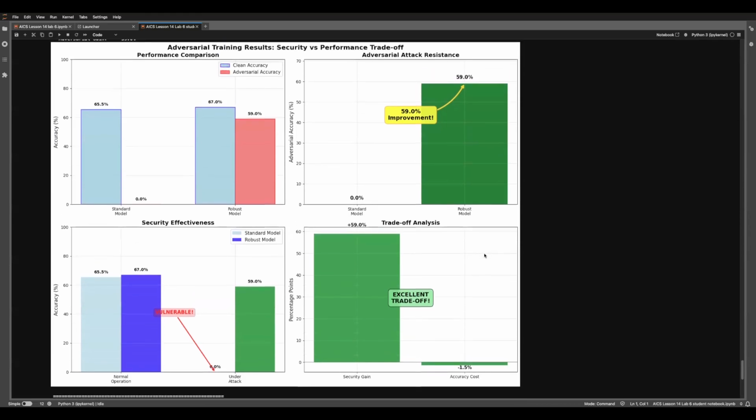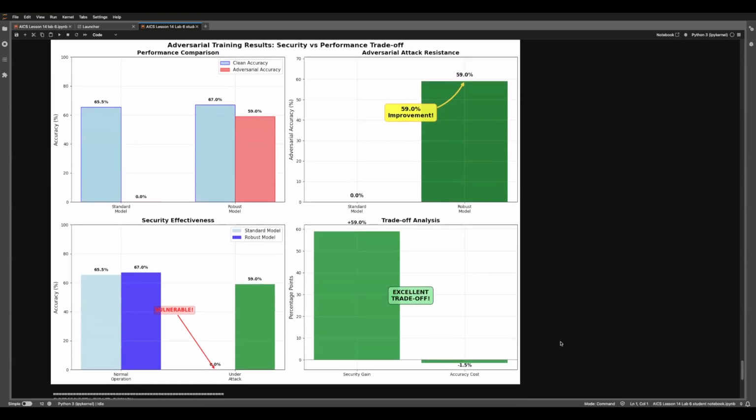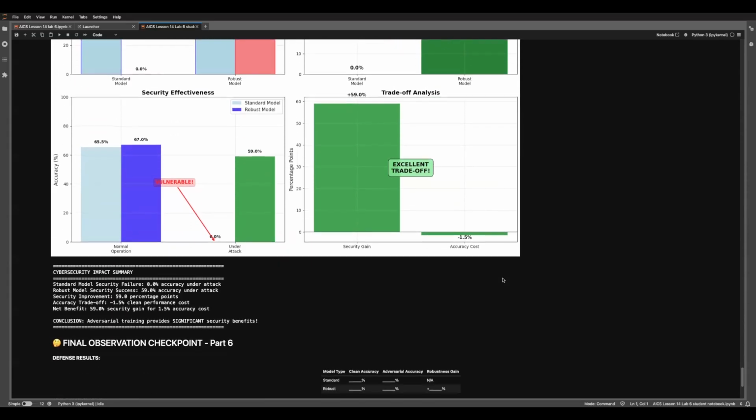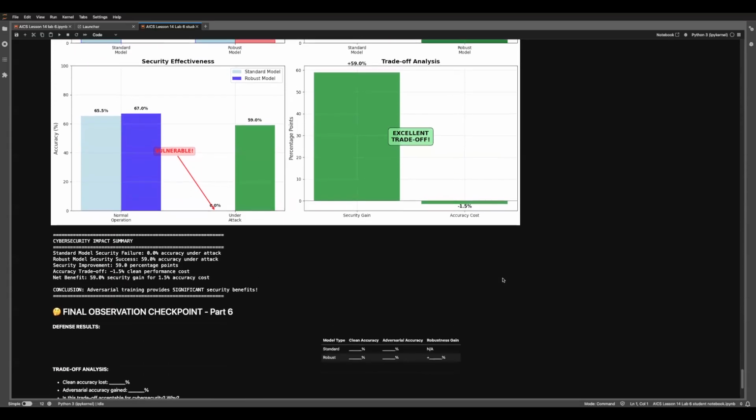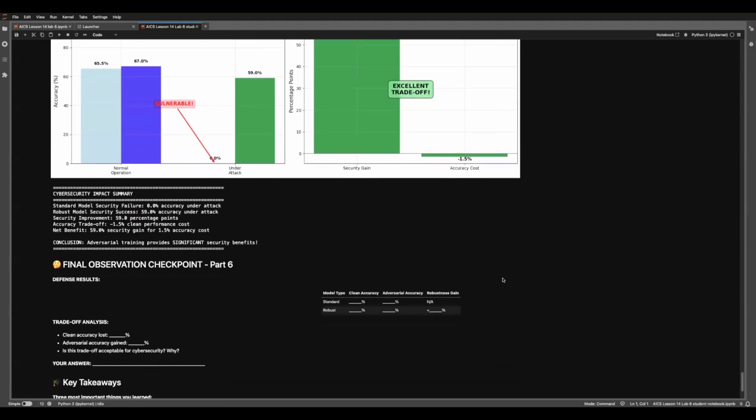And then that's the trade-off that we're looking at here, right? We understand that a 1.5% reduction in accuracy is worth a 59% improvement in our ability to resist adversarial attacks.